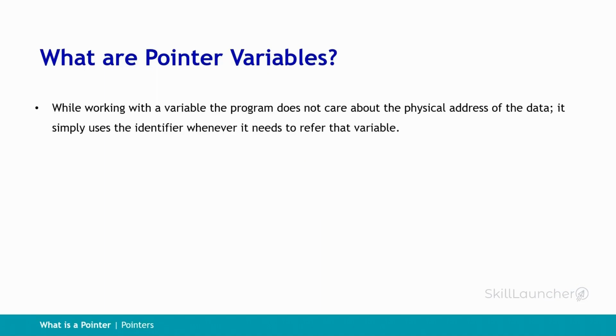In earlier lessons, variables have been explained as locations in computer's memory which can be accessed by their name, that is variable name. This way, the program does not need to take care about the physical address of the data in memory. It simply uses the identifier whenever it needs to refer to the variable.